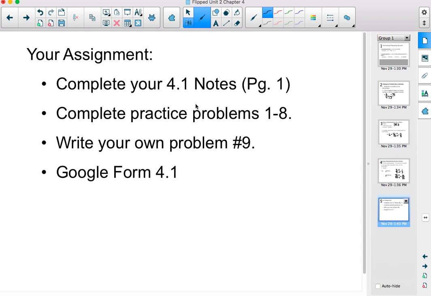So here's your assignment. You need to complete your Chapter 4 Lesson 1 notes. This is all of page 1 in Chapter 4 note packet. I want to make sure you get those problems done, 1 through 8. Really focus on changing them back and forth. Pay attention to the negative signs. And I also want you to make sure you do number 9, write your own problem, and then don't forget to do your Google form.